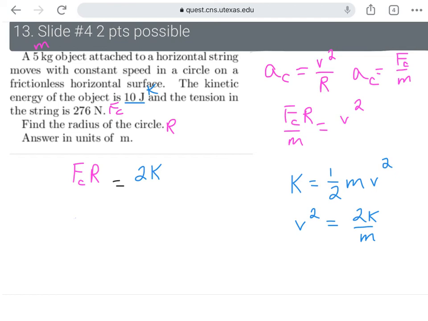So now all we have to do is just solve for R, and that involves dividing by the centripetal force, or dividing by the tension. So we divide by Fc on the left side, we divide by Fc on the right side. These will reduce out, they go away. And so now I have a simplified equation. So we just have to do 2 times the kinetic energy and divide by the tension. So let's go ahead and plug our numbers in.